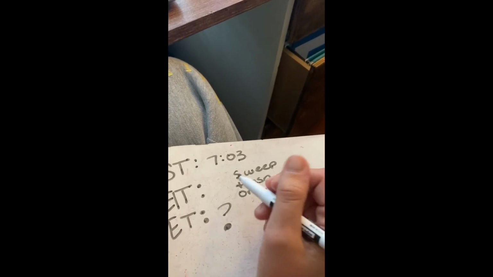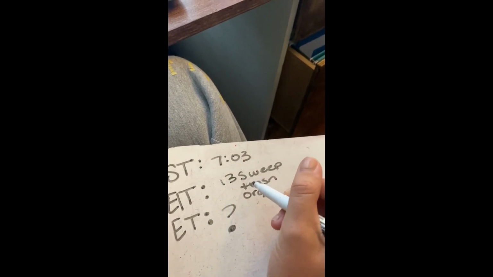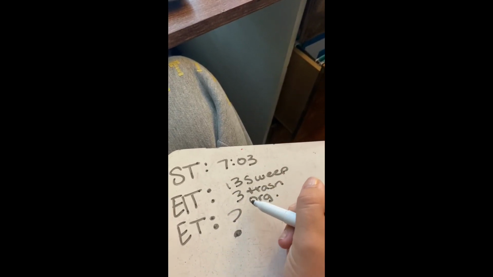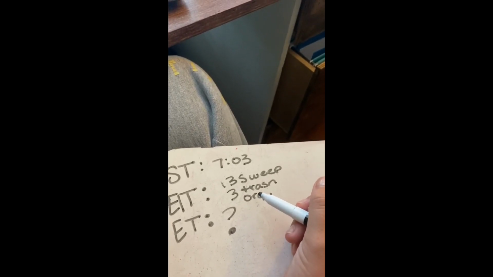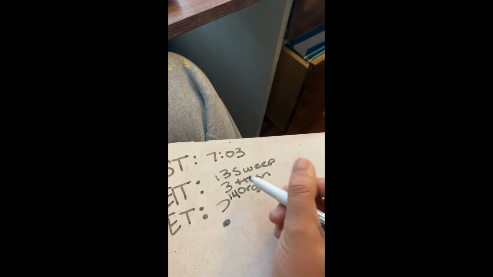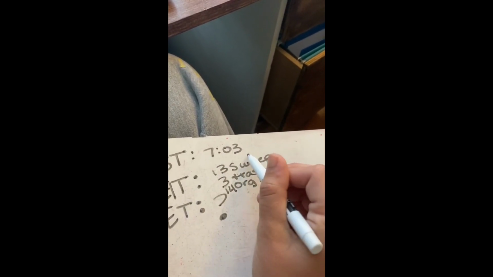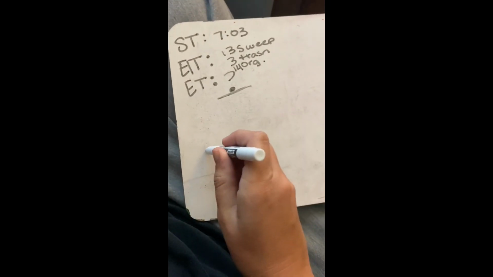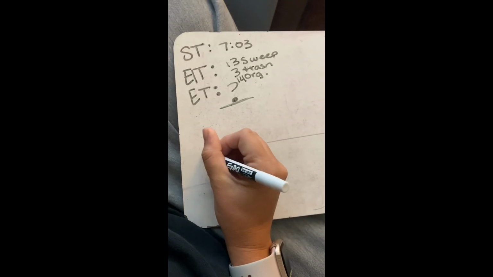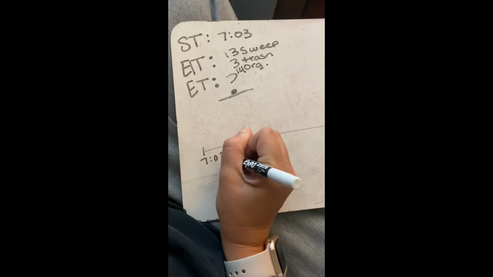It took her 13 minutes to sweep. It took her 3 minutes to throw away the papers that children were leaving behind. And it took her 14 minutes to organize. So, how long did it take her to clean? And what time did she finish is what we are finding out. So I will use my number line, and on it, I'm going to start at 7:03.